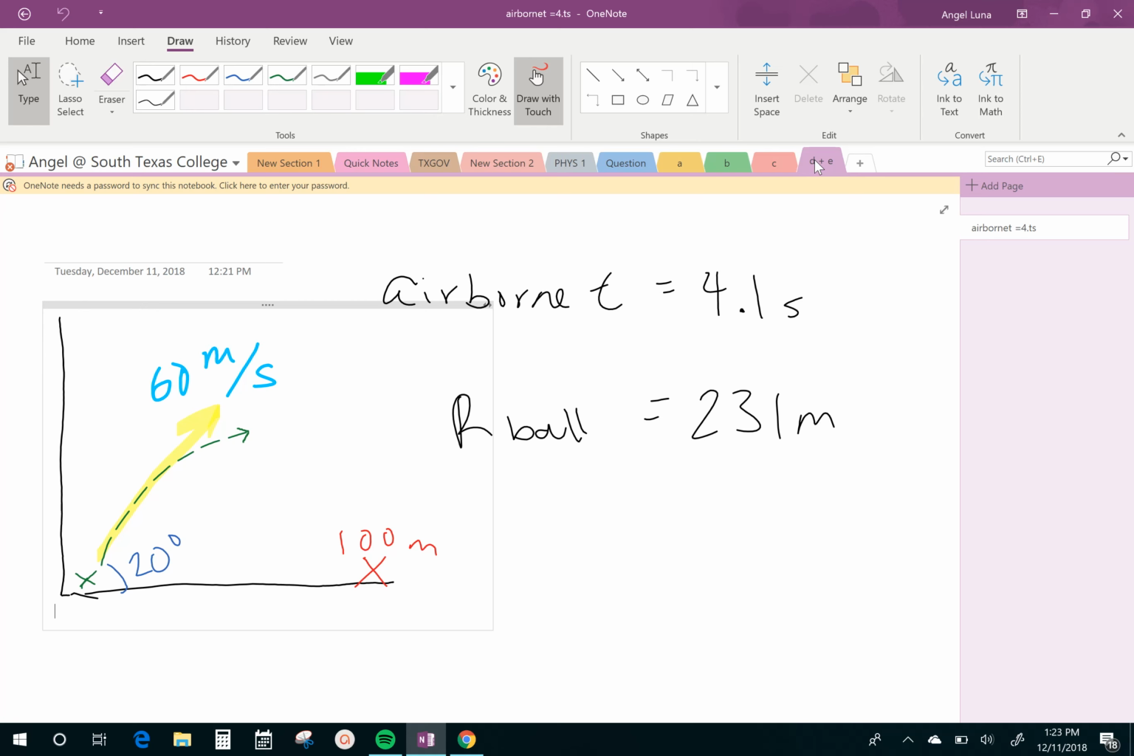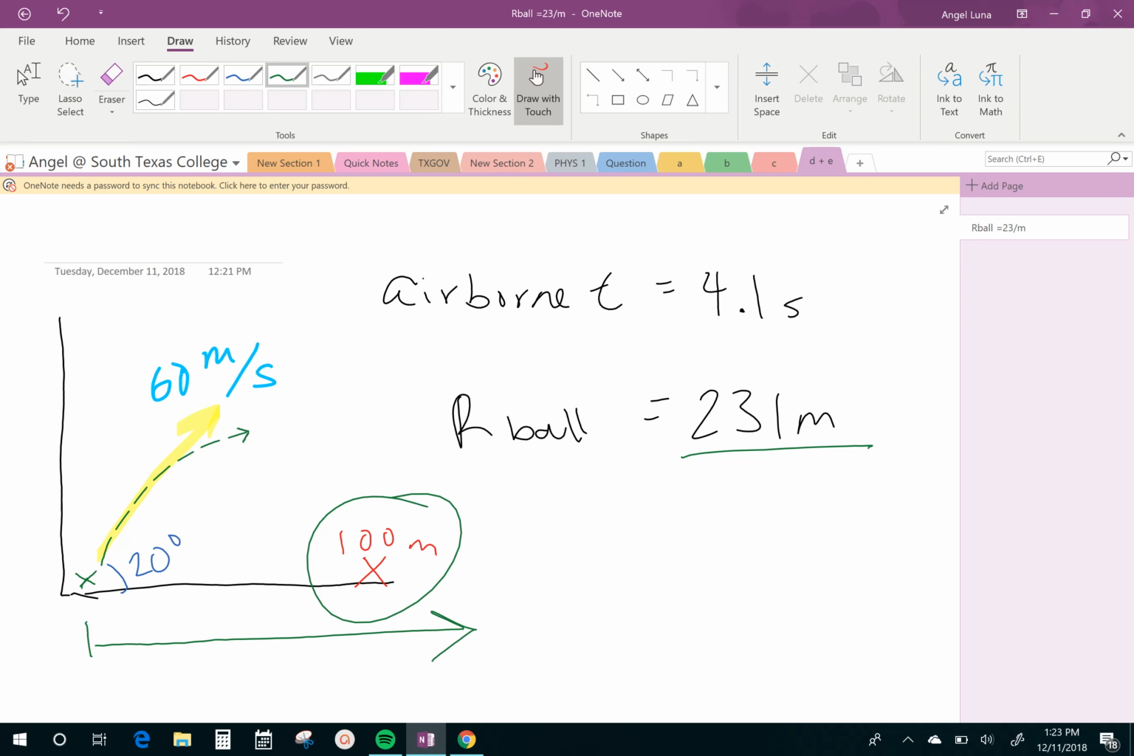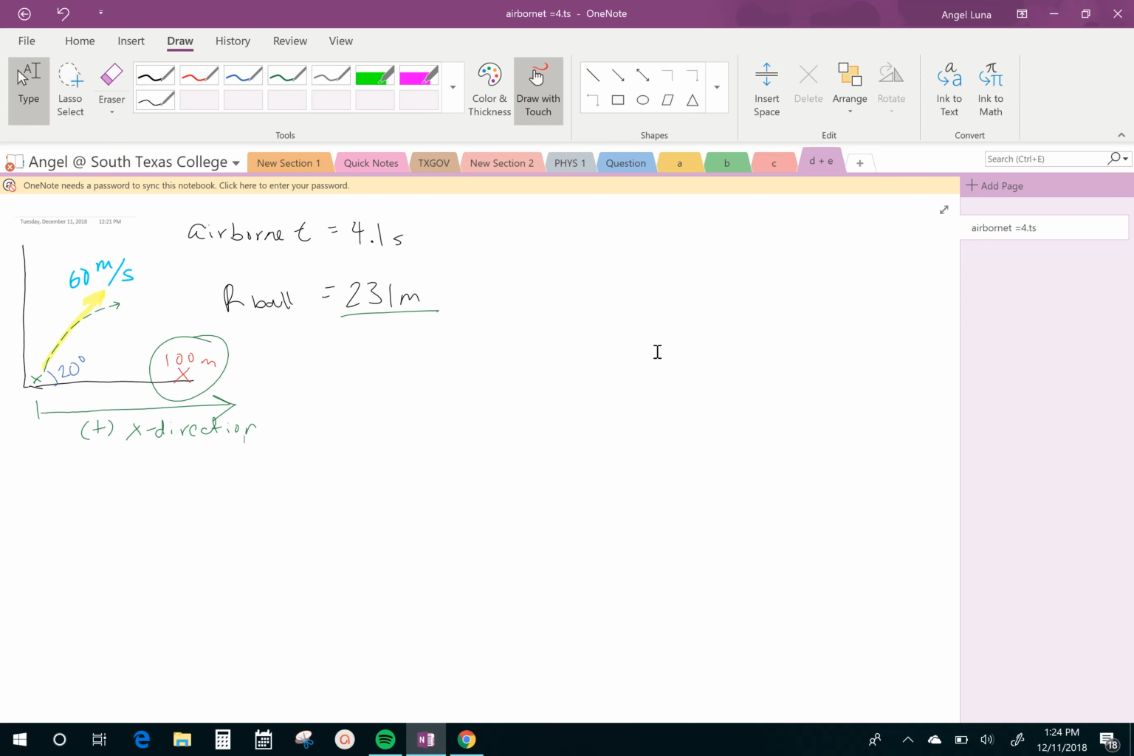Part D asks if the receiver receives the ball. The answer is he won't even be close to the ball because he was only 100 meters away. And we found earlier that the ball will land 231 meters from this original point in the positive x direction. Now, in order for the receiver to actually receive the ball, we have to calculate how far away, at what speed, and in what direction he will have to displace himself in order to actually receive the ball.